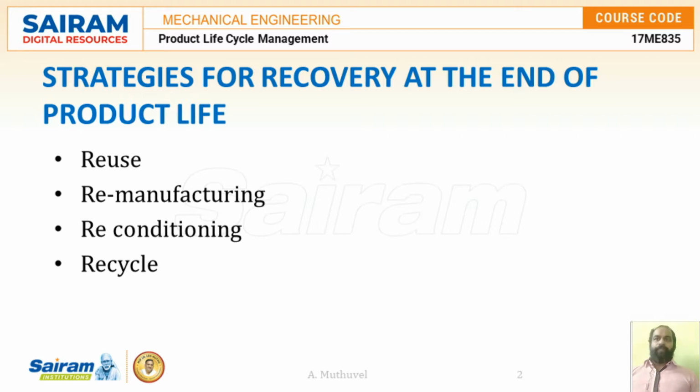and increasing profit. The strategies to be followed for the recovery of resources at the product's end of life can be grouped based on different recovery levels as listed below. First one, reuse; second, remanufacturing; third, reconditioning and refurbishing; and fourth, recycling. Reuse refers to the process of disassembling the product to recover usable parts and assembling them for the purpose of utilizing them in a newly manufactured product.